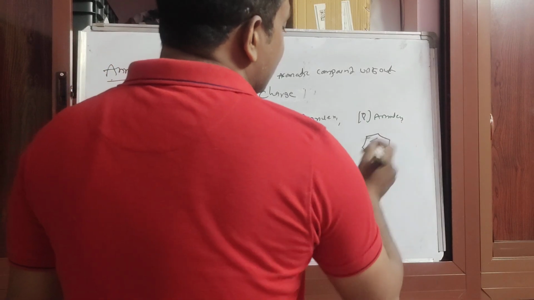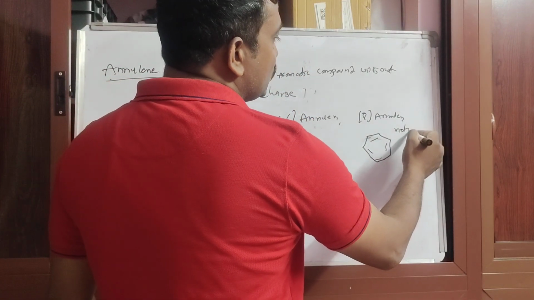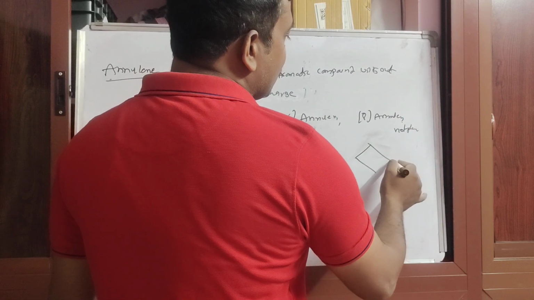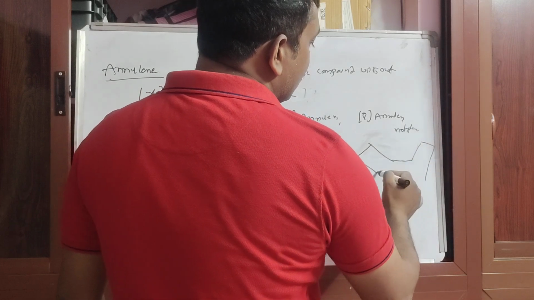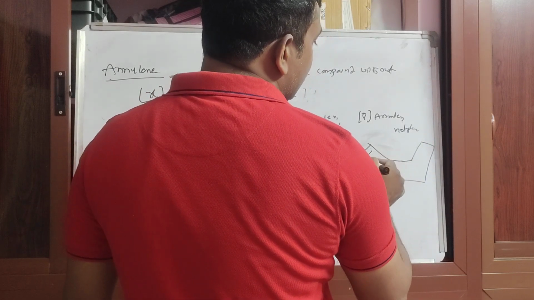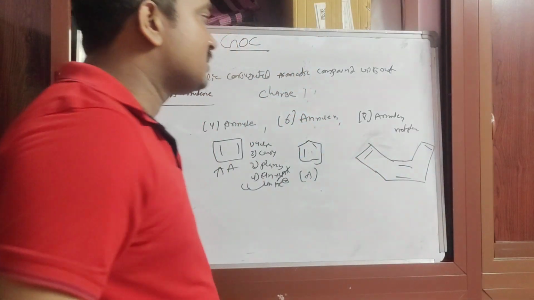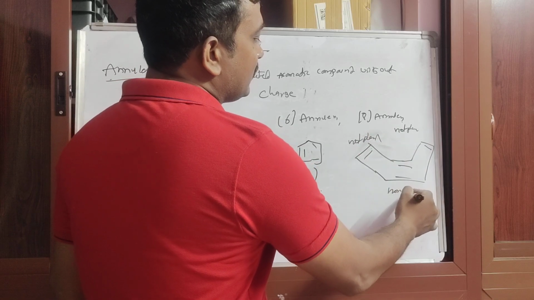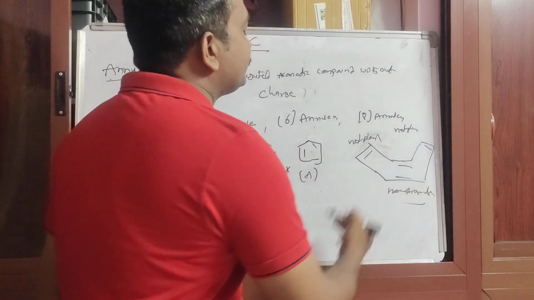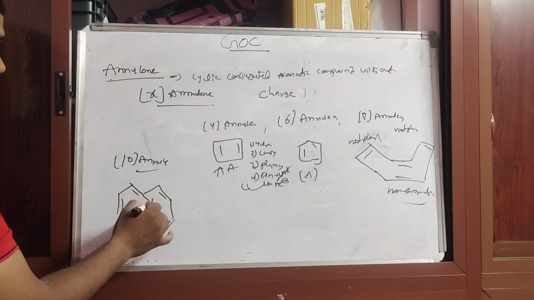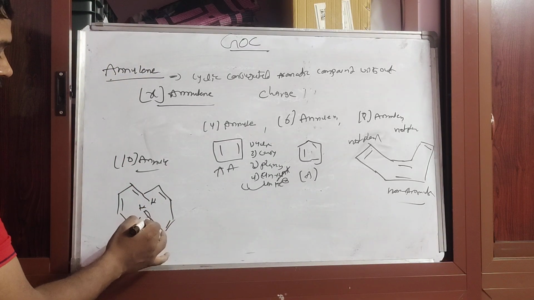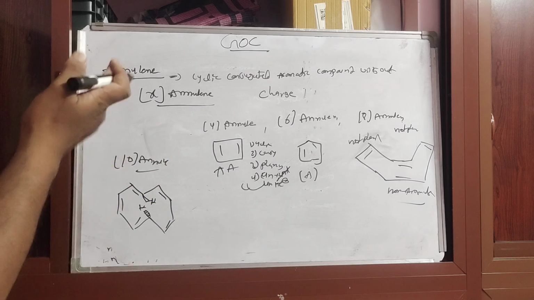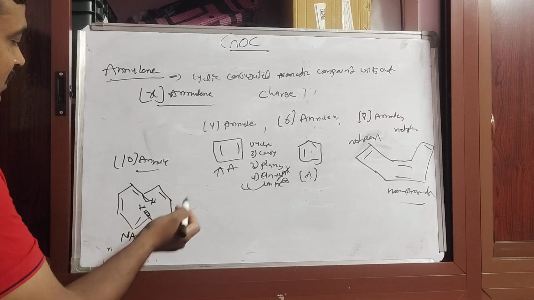If you take this annulene, it is not planar, it has a tube-like structure. Like this, a tube-like structure. This is not planar. Not planar means non-aromatic. If you take this, one hydrogen and these two hydrogens are above and below the plane. That's why this is non-planar. This is also not aromatic.